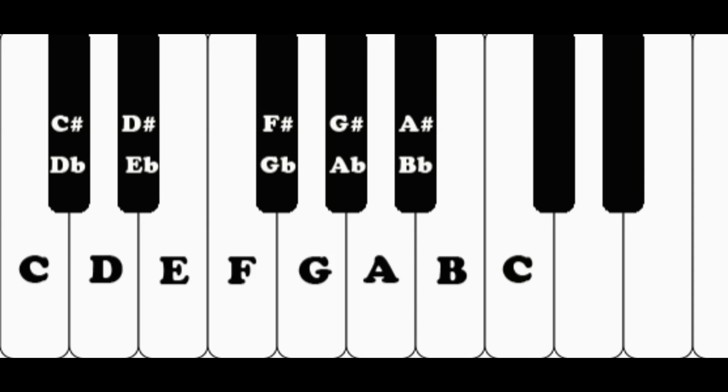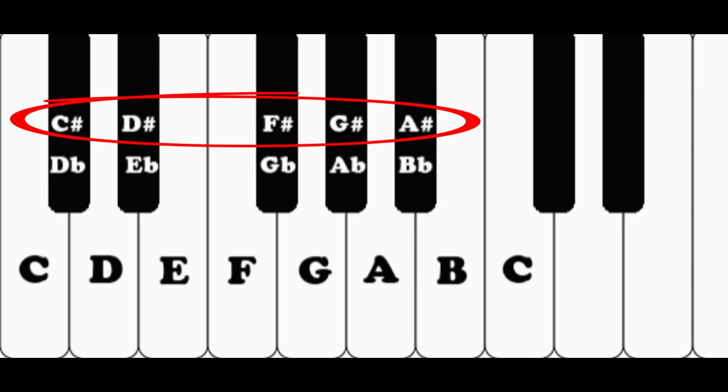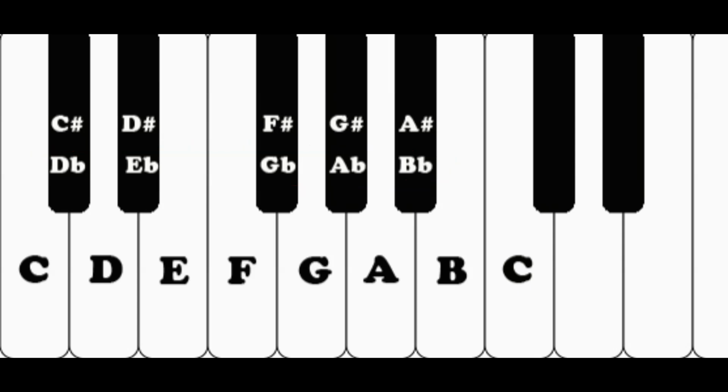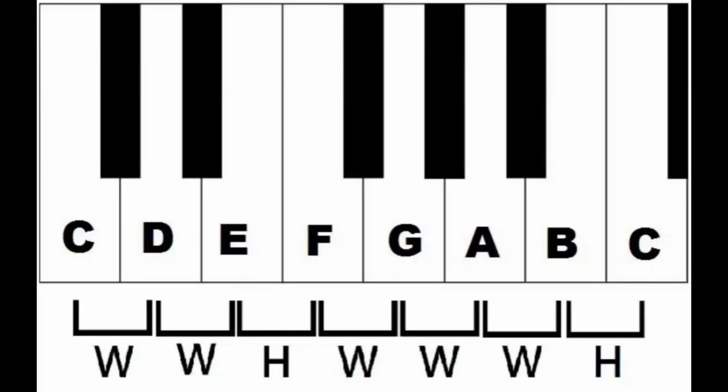White keys are natural notes and black ones are called accidentals. They can be sharp, what means they're half step up, or flat, what means they're half step down. But it depends on the scale. Just hold it for a moment to make it clear, I promise.